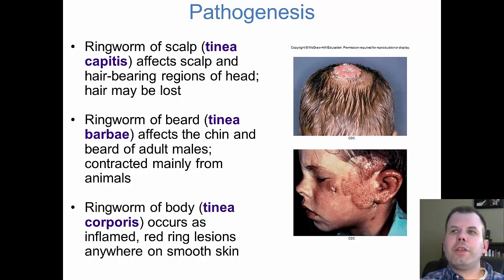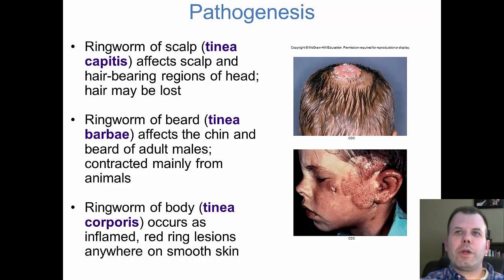Okay, so a couple of these wonderful, interesting pictures here. The first one is the ringworm of the scalp, known as Tinea capitis, and again, it affects the scalp. Hair-bearing regions of the head, and hair may be lost, so this is a pretty nasty ringworm infection. Again, this uprising is growing underneath the epidermal layer, between the dermis and epidermal layer. You see this rising, and that is typically associated with this ringworm.